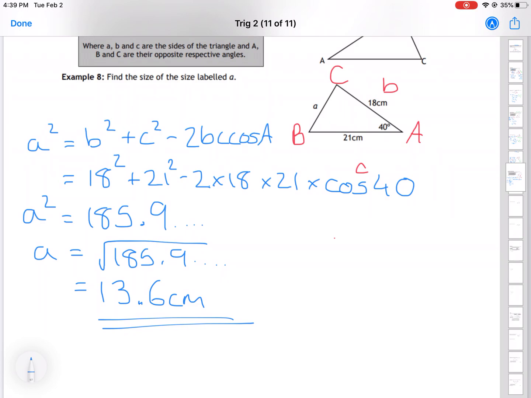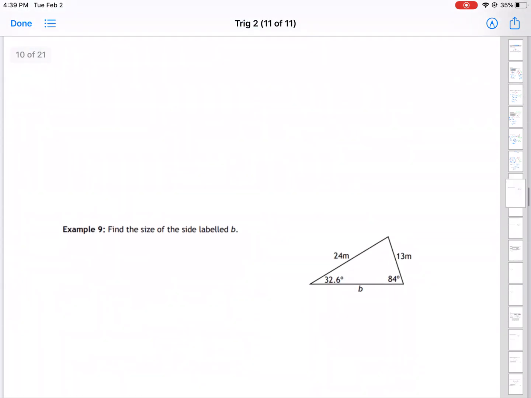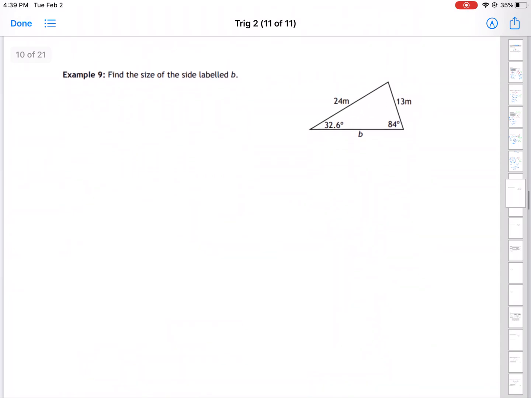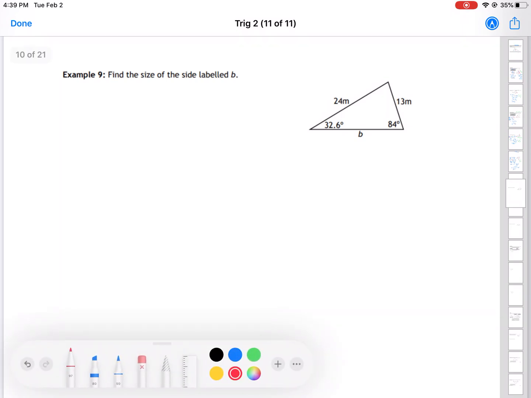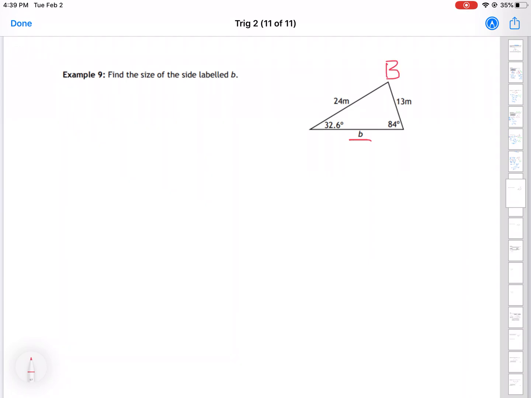Okay. The next one, we are using the cosine rule again. In this case, we're going to label everything just as before. So we want to find the size of side labelled B. That's our side here. So therefore, angle B is at the top there.